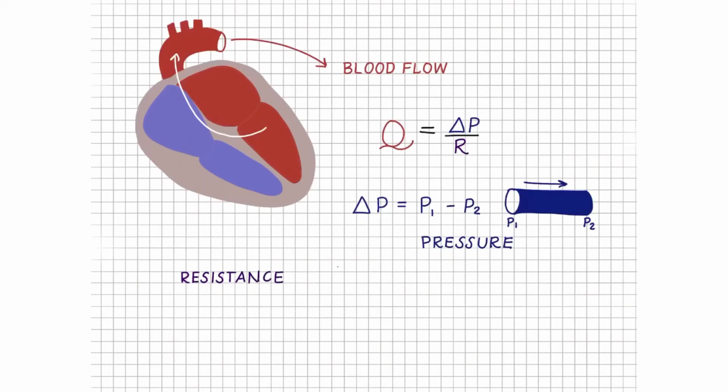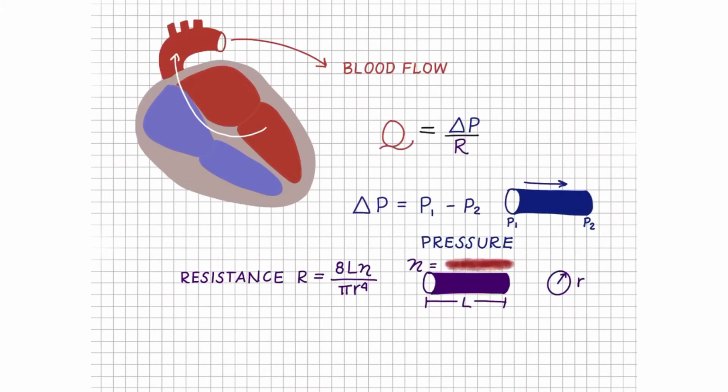And that can be written into its own equation, which is R equals 8 times L, which is the length, times eta, which is the viscosity, over pi r to the fourth. And so again, we're talking about all of the units as far as they relate to a vessel, so the length of the vessel, the radius of the vessel, and then the viscosity is how thick is the blood that's moving through it.